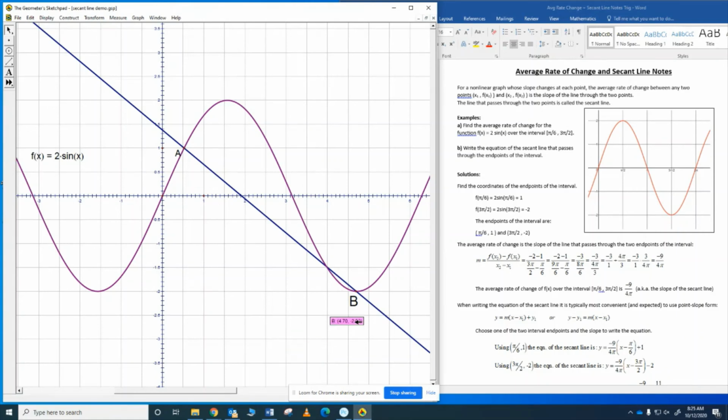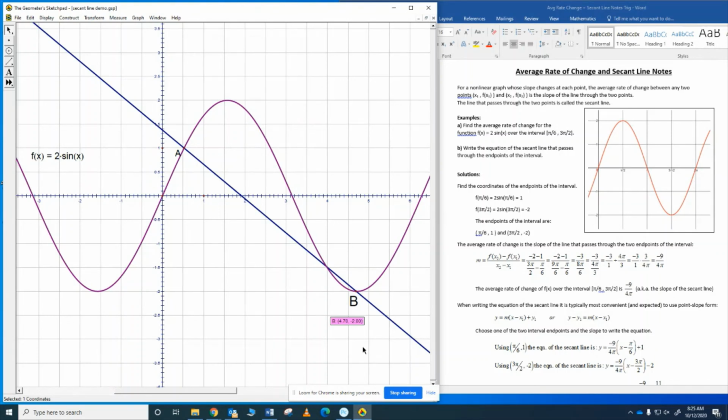So it's not going to allow me to get exact radian values here, but I know that the y value is solid. So the x value of 4.7, that's the approximation of 3 pi over 2, comma negative 2. So that line right there represents the secant line for the function f of x is equal to 2 sine of x over the interval pi over 6 to 3 pi over 2.